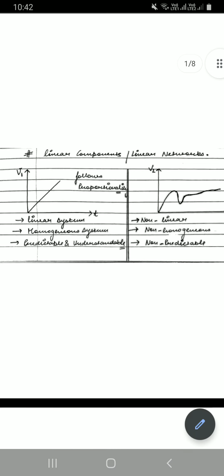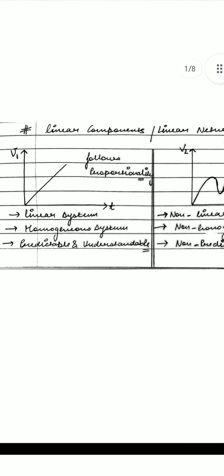Today we will discuss the basics of electrical circuits. So the very first part is linear components and non-linear components. Linear components or linear networks are those networks which follow the concept of proportionality. That is, they are homogeneous systems. That is, they are totally predictable and understandable.